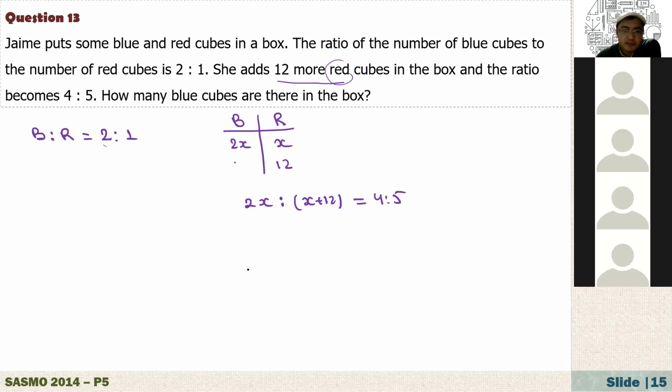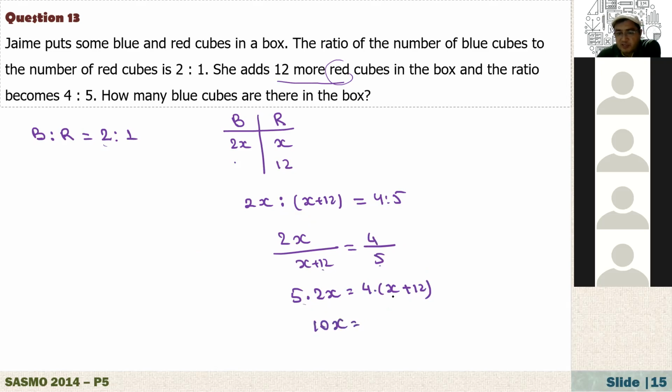Okay. So now ratio means it is something like this, right? 2x over x plus 12 on the left-hand side. On the right-hand side, we have 4 over 5. And if you remember how you solve this, we should cross multiply. 5 times 2x goes here, and 4 times x plus 12 goes here. 5 times 2 is 10x. 4 times x is 4x. 4 times 12 is 48.